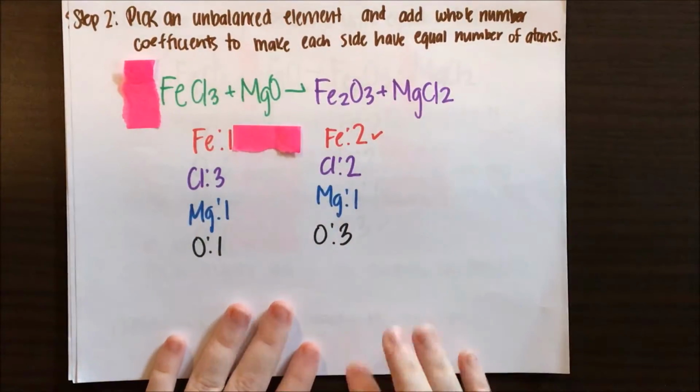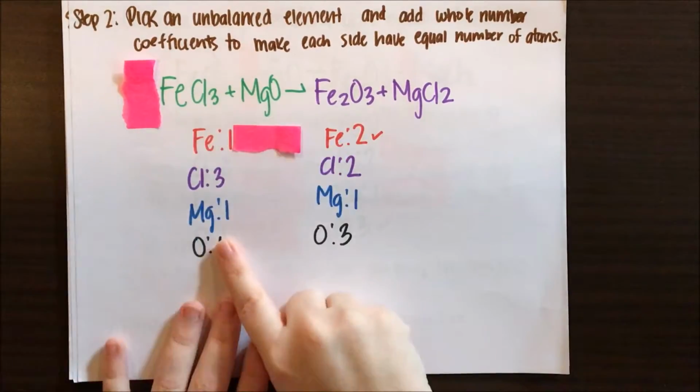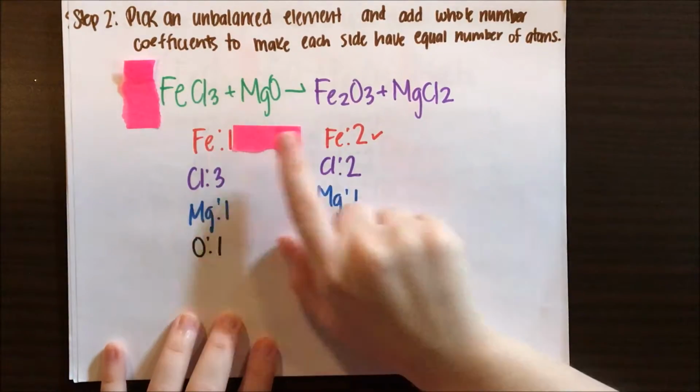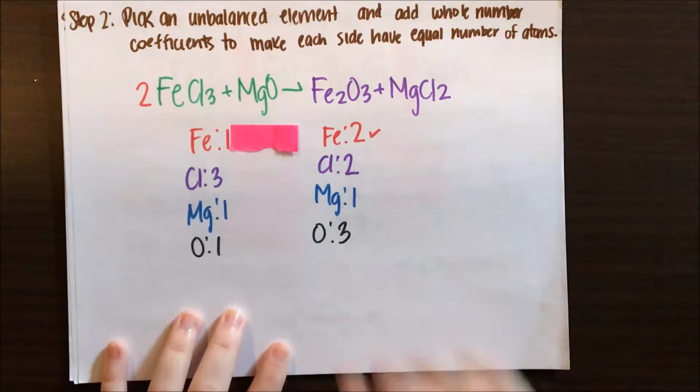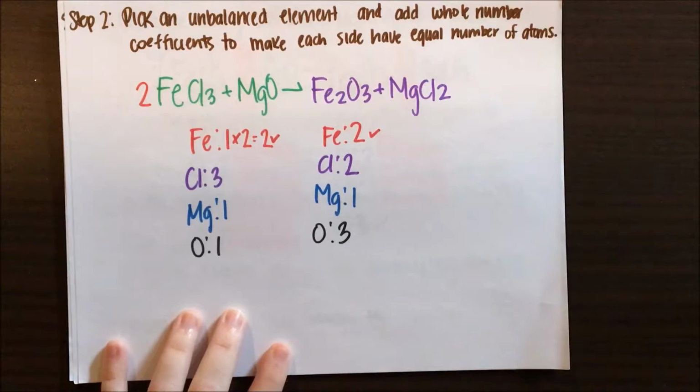So our next step is to pick an unbalanced element and add the whole number of coefficients to make each side have an equal number of atoms. So we see that you need a coefficient to make 1 iron to 2 iron, so we multiply it by 2. So 1 times 2 gives us 2, which balances the irons in this equation.